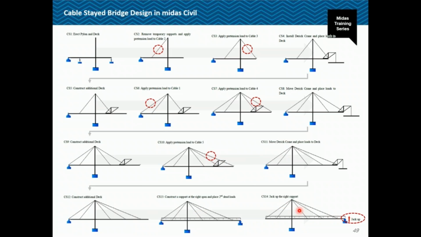It goes up till here, till the right, till CS13, where you construct a support at the right span and place second dead loads, which are your SIDL loads or crash barrier loads, and CS14 would be the right support jackup. So the red ones which are shown are my unknowns.